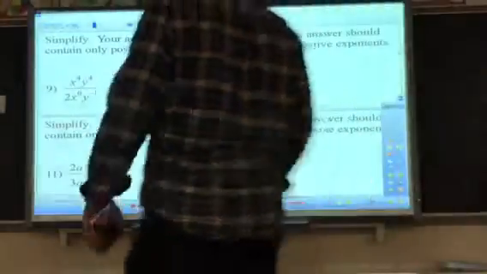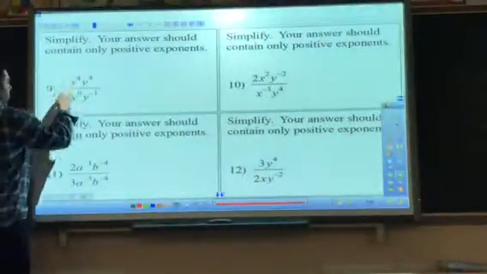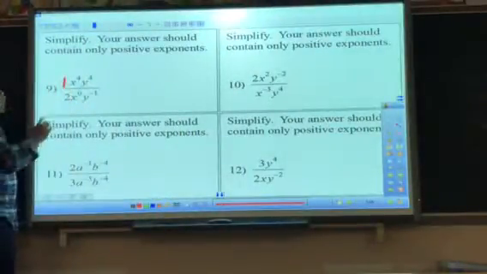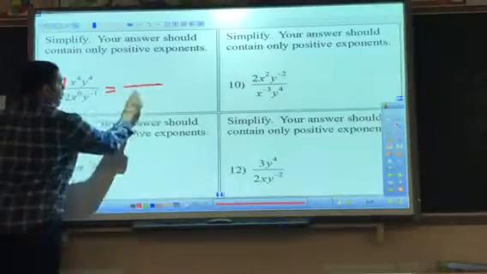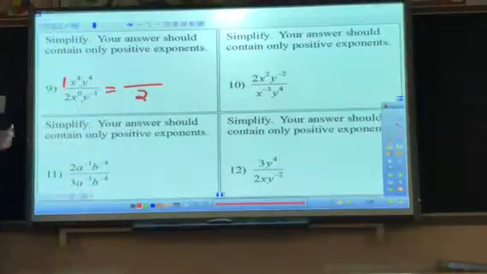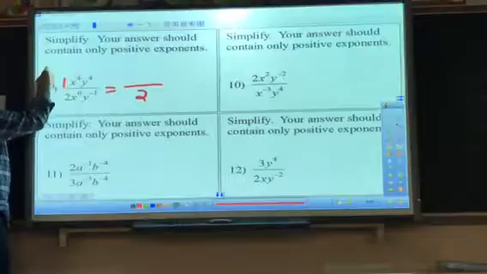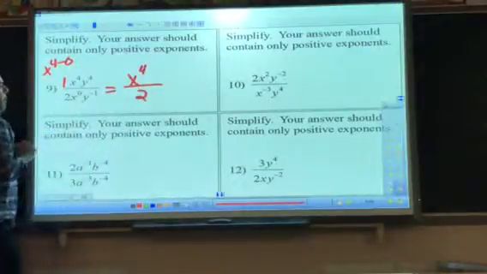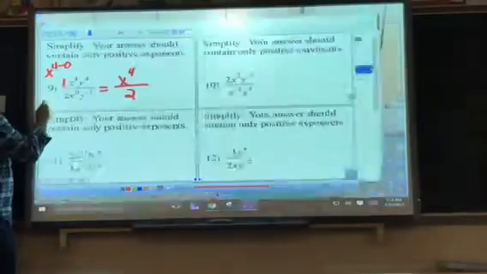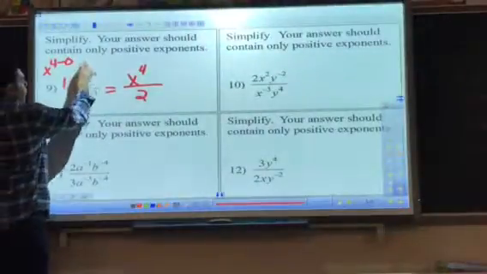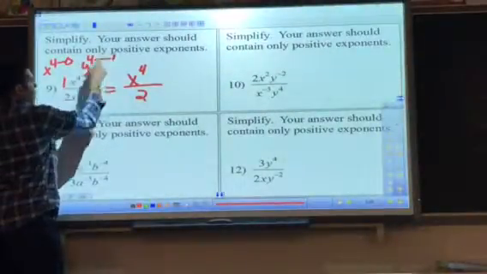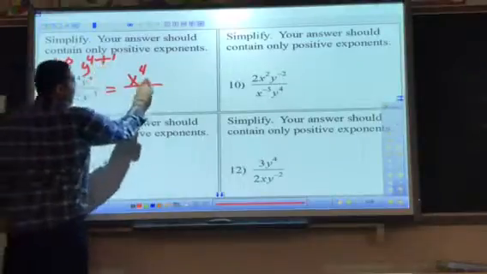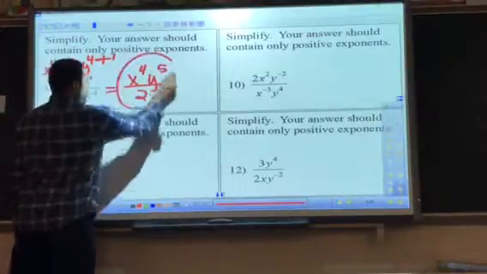Okay, our answers. For number 9, we got to be careful. This is actually a fraction. It's 1/2. Okay, so I'm not going to put the 1, but that's 1/2. If you want to put the 1, you can. For the x's, 4 minus 0 is 4, so I have x to the fourth on the top. For the y's, 4 minus negative 1. That's positive 5. And that would be my answer.